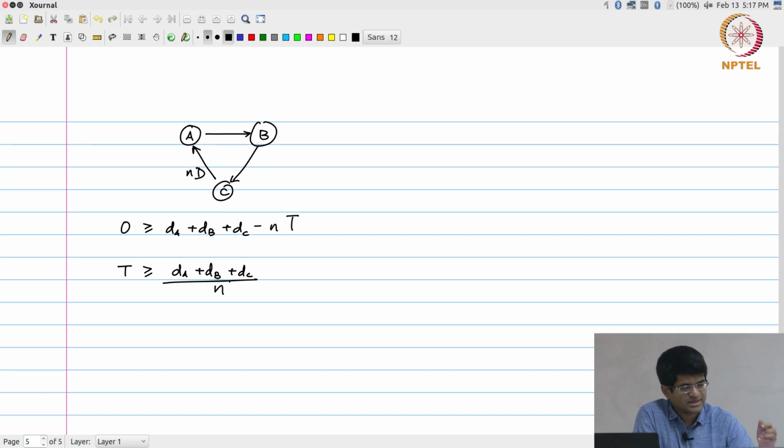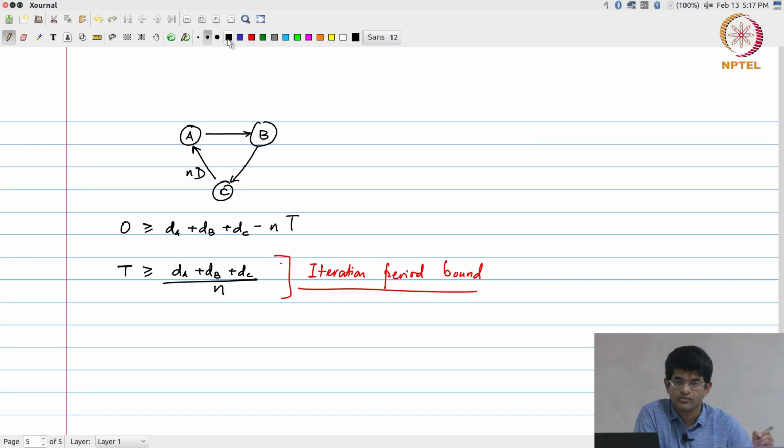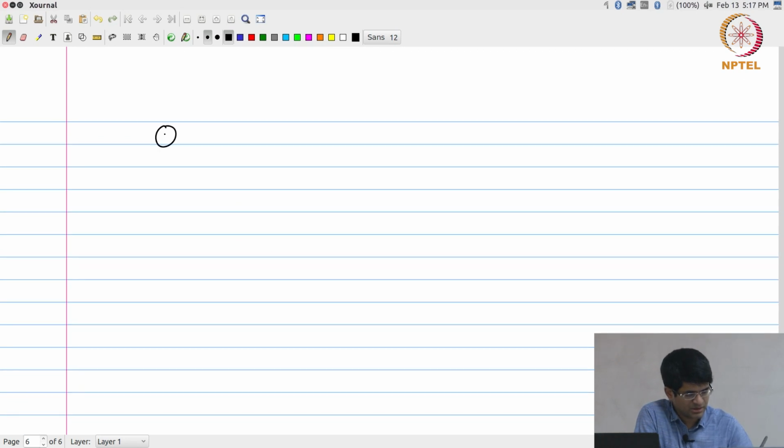This is essentially the iteration period bound, for of course this fairly simple graph that we have over here. How do we take this forward? How do we extend the concept of iteration period bound beyond a single graph like this, a single loop like this? Let us take another example.